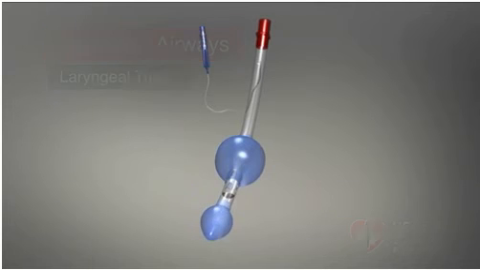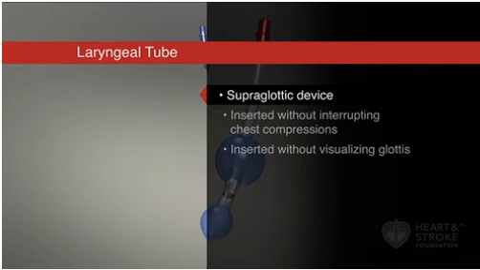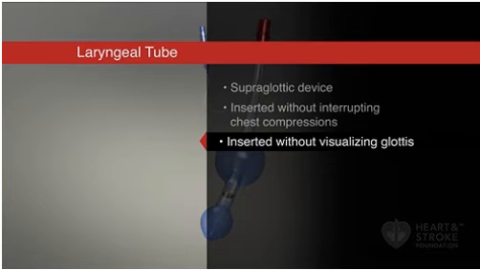The laryngeal tube is a supraglottic device that can be inserted in an unconscious patient. Providers can insert the device during CPR while chest compressions continue. The device can also be inserted without visualizing the glottis.